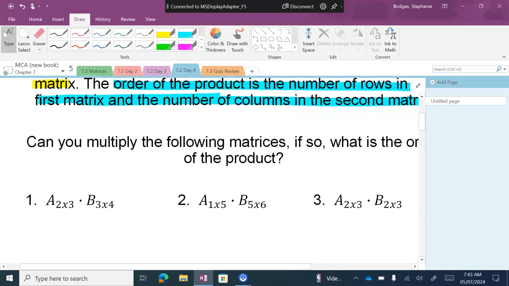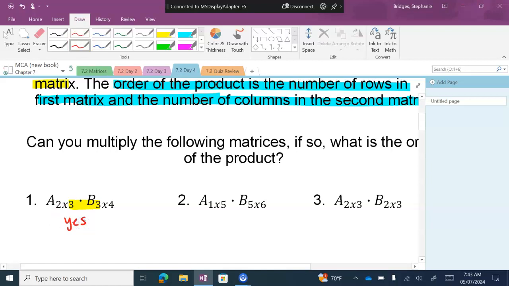Okay, so look at question number 1. It wants to know if I can multiply matrix A and matrix B. Matrix A is a 2 by 3. Matrix B is a 3 by 4. And again, according to the rules, the number of columns in the first matrix has to match the number of rows in the second. As long as those match, then yes, you can multiply. Okay, so yes, we can multiply these.